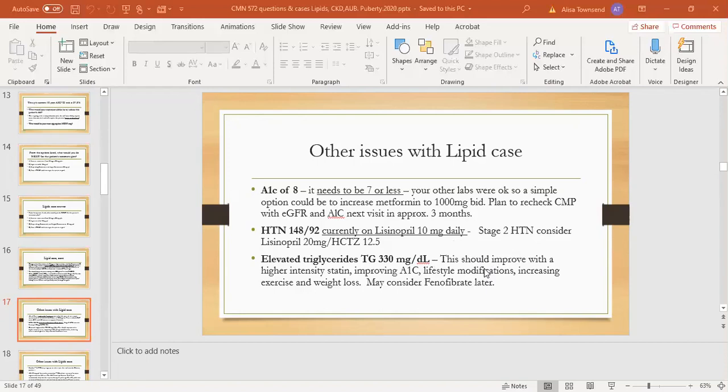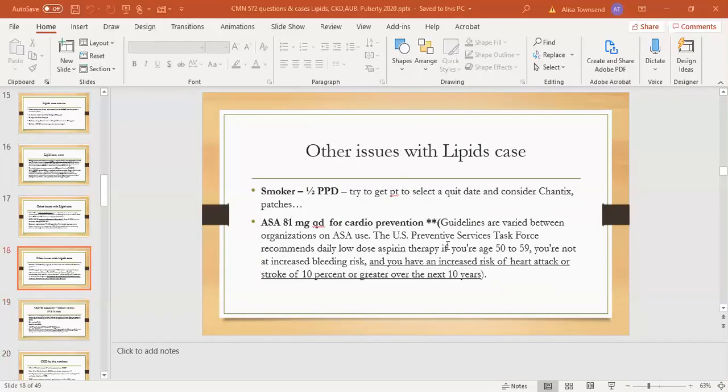With the elevated triglycerides, this should improve because you've increased the statin, and if you can get them on board with some lifestyle modifications and weight loss, hopefully it will. You may have to add on the fenofibrate, but that should be down the line, and hopefully you won't have to go there. This is one of those cases where you can work through a lot of different options. Now we're going to get this smoker, and we hope that he will stop smoking.